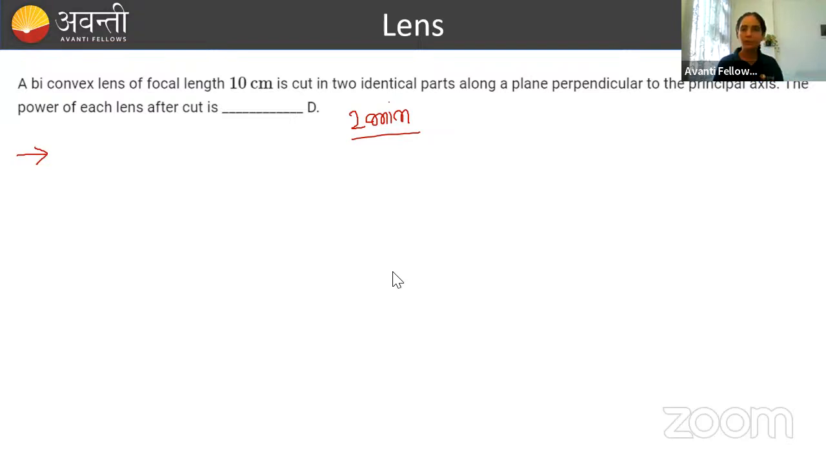The question is very simple. Let me explain it for you first. The question is, there is a biconvex lens. We already know what a biconvex lens is. A biconvex lens will look something like this. And its focal length is given: f is equal to 10 centimeter.